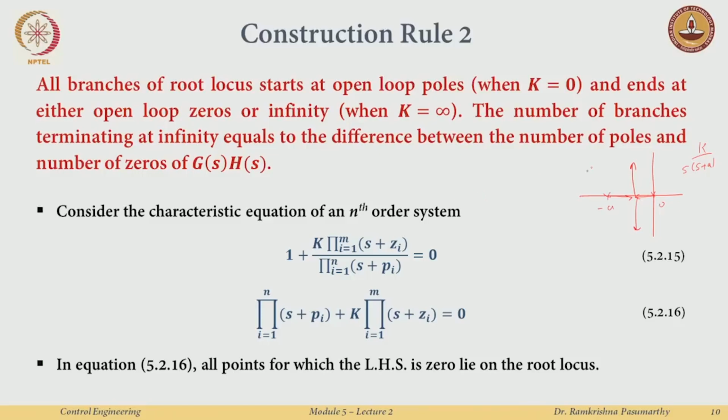Now, why do these two go to infinity? The rule says that the number of branches terminating at infinity is equal to the difference between the number of poles and the number of zeros of g times h. So, here there are two poles and no zeros, so both of them will disappear to infinity. Okay. Now, how to generalize this, right. Our characteristic equation is of this form, 1 plus k g times h, written as the product of zeros and poles. It looks like this.